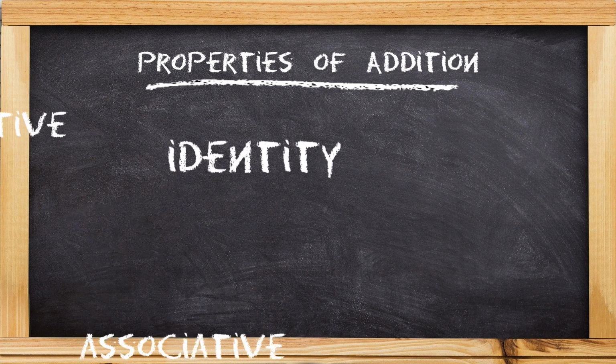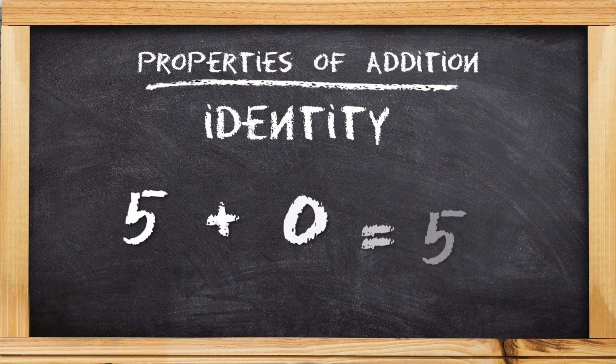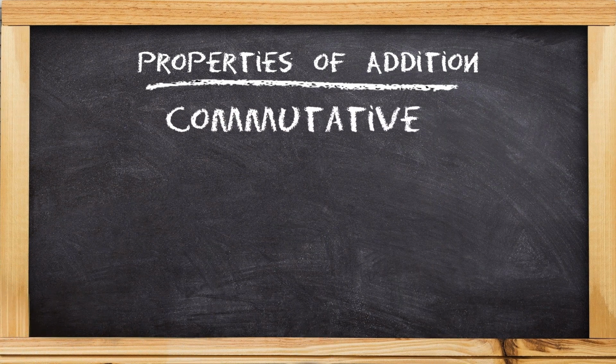1. Identity property. Let's start with the identity property. It's the easiest. All this means is that if you add 0 to any number, you end up with that exact same number. For example, if you have 5 and you add 0 to it, you still have 5. Pretty simple, right?